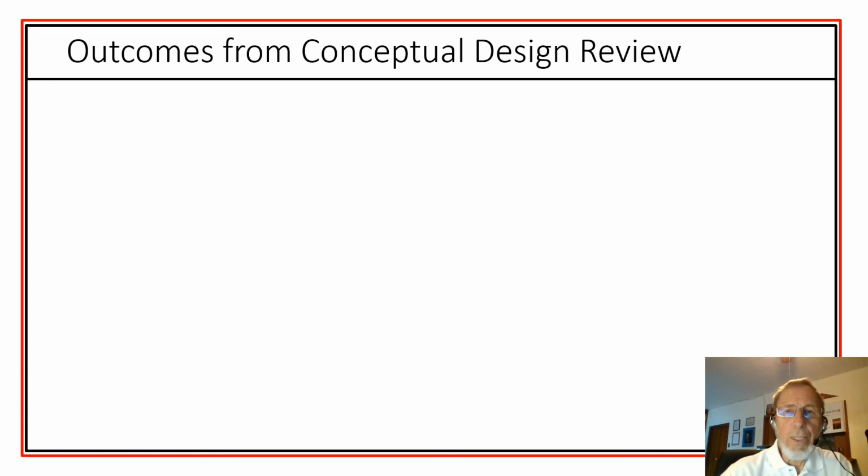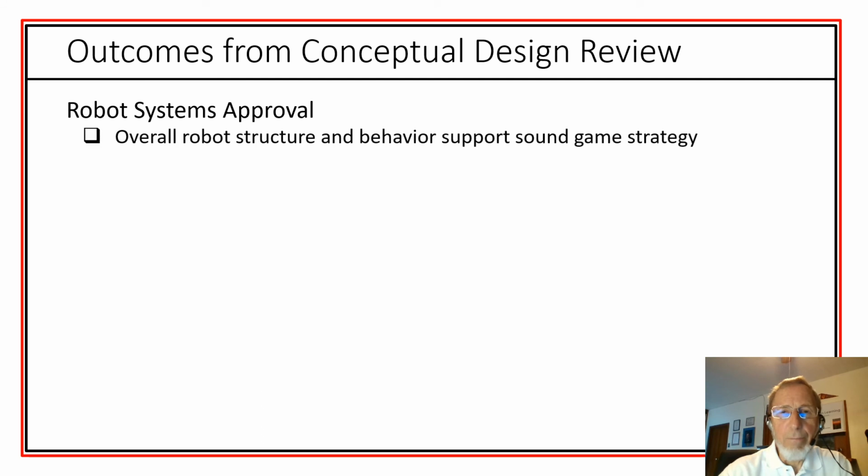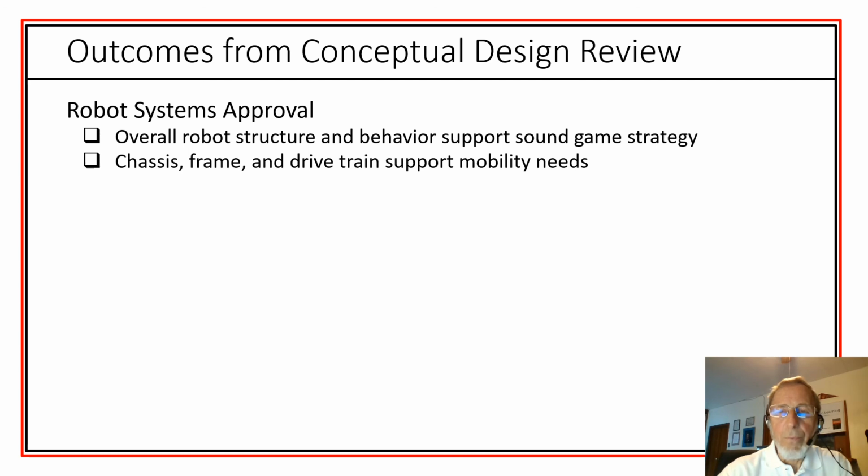So, if we have a conceptual design review, and I really encourage that, bring in outside experts to review your conceptual design. What we're looking for from them is approval of the systems that you've identified, the overall structure of the robot and its behavior, and how that lines up with the game strategy. So they need to review that and see that it's appropriate. They need to look at the chassis, frame, and drivetrain, and see that it supports the needs for mobility.